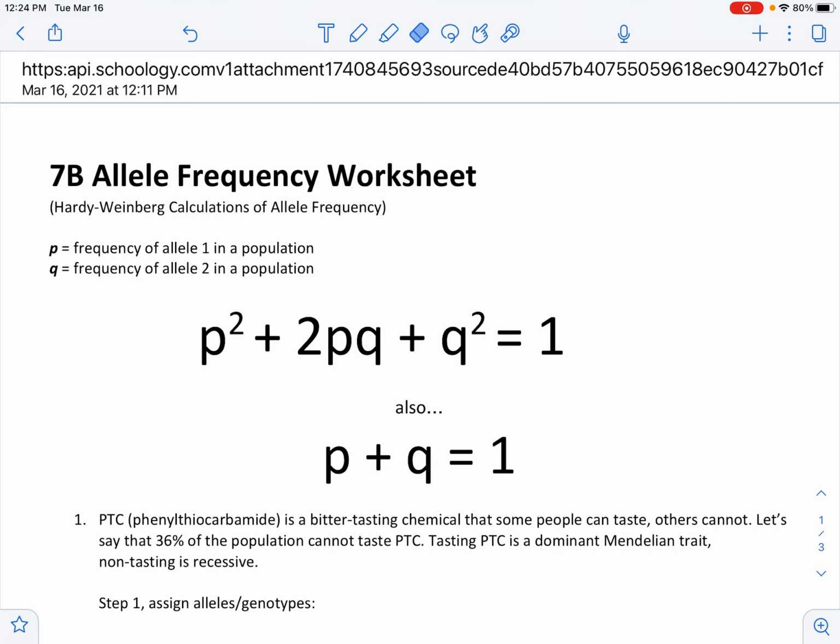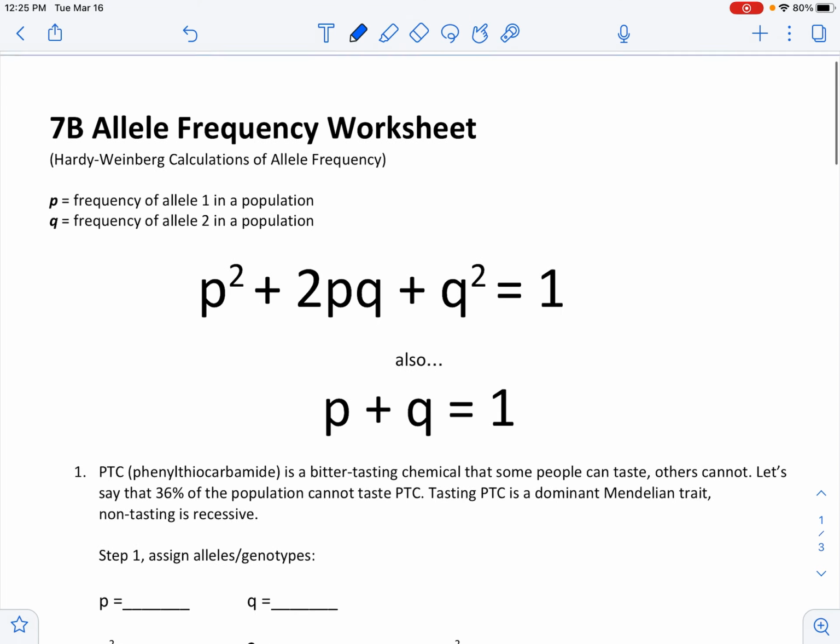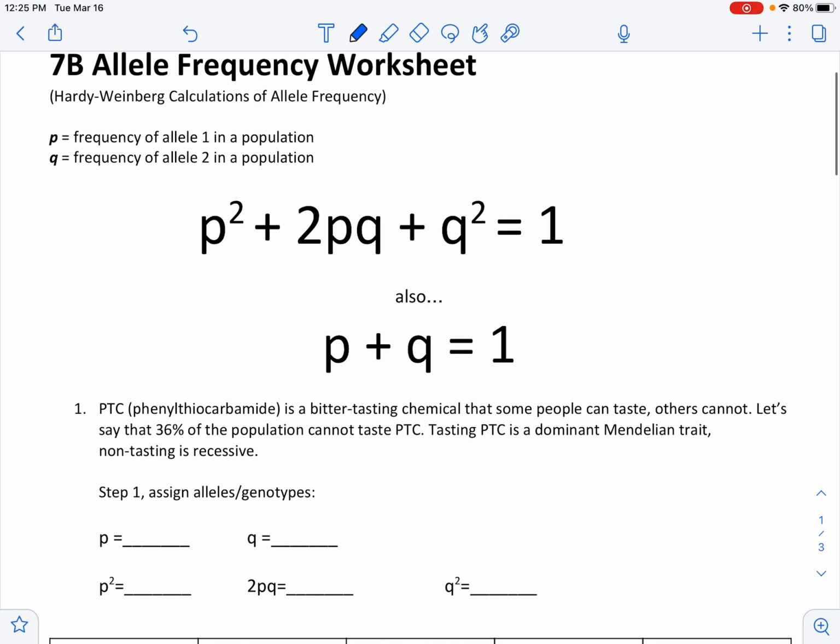All right, so allele frequency. This is from the Principles of Life textbook, if you want to reference page numbers, about 298 to 299. But I'll walk you through everything in this worksheet. So we have these fun-looking equations: p squared plus 2pq plus q squared equals 1. That 1 just means 100%. And this first equation is really referencing genotypes.